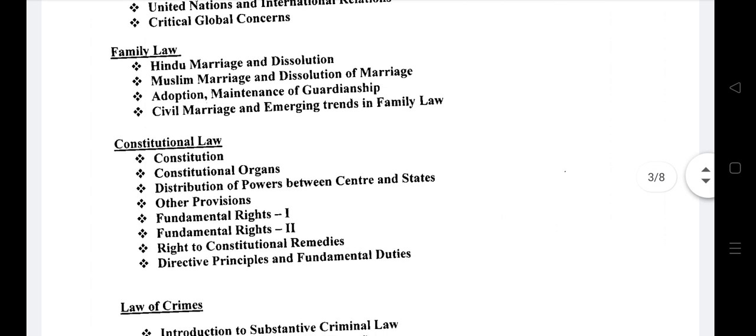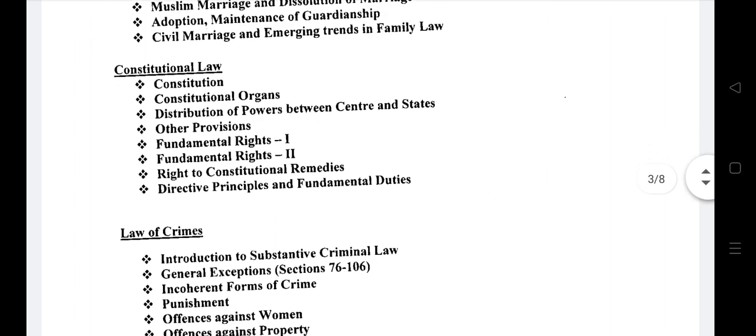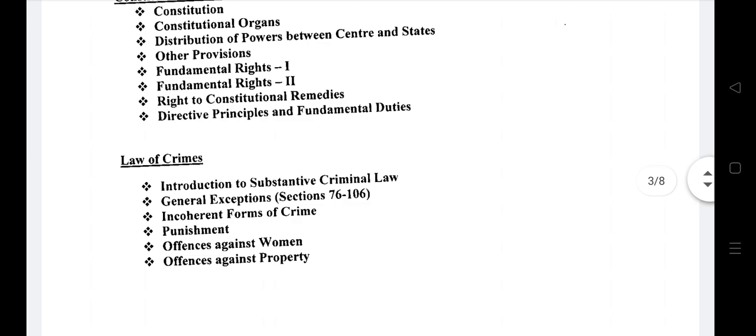From constitutional law, you have to cover constitution, constitutional organs, distribution of power between center and state, other provisions, fundamental right 1, fundamental right 2, right to constitutional remedies, directive principles and fundamental duties. From law of crime, you have to cover the substantive criminal law, general exceptions in IPC from section 76 to 106, inchoate forms of crime, punishment, offences against women, offences against property. So these are the chapters that you need to cover: the punishment, offence against women and offence against property.